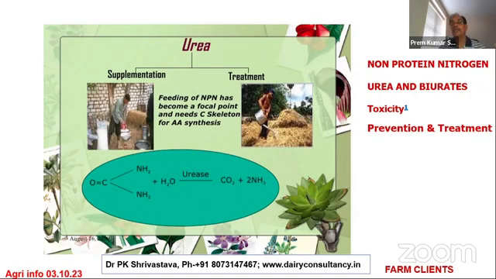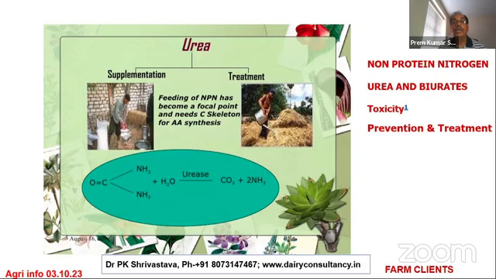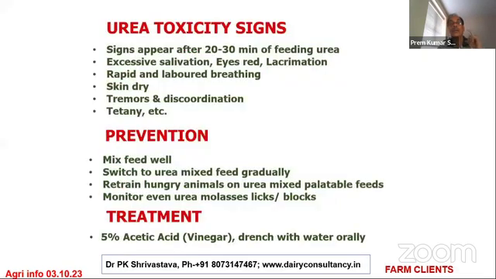But at the same time, urea and biuret, which are used as non-protein nitrogen, NPN, have toxicity as well. So you have to be very careful. Suppose there is toxicity, what care has to be taken, and what treatment has to be given? The signs appear after 20-30 minutes, and these are the signs we have given: dry skin, rapid labored breathing, the animal will be anxious, red eyes, lacrimation. These things may not come if you are feeding only 1%. So it depends on how much percentage you are feeding.